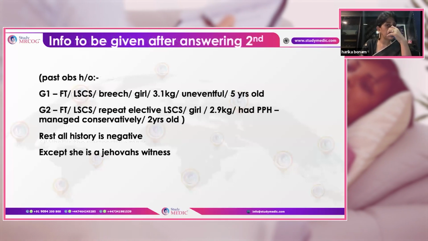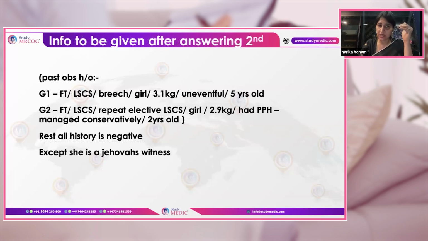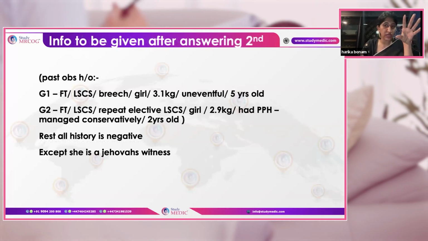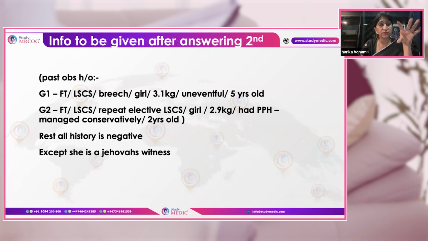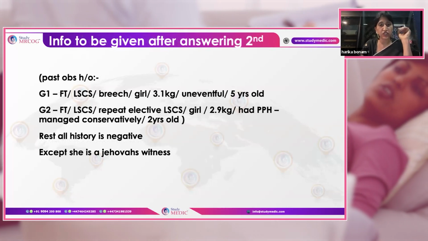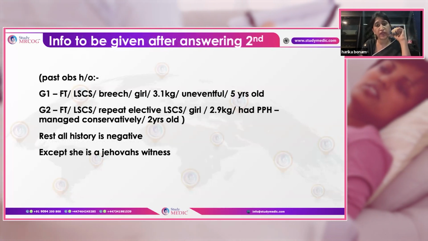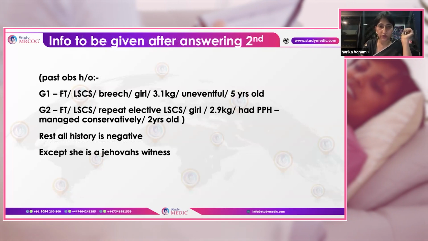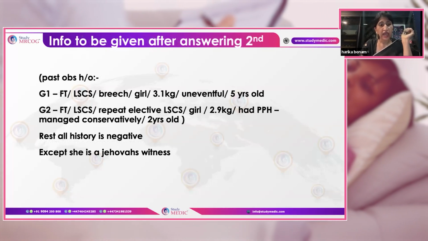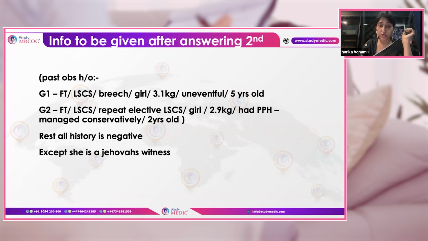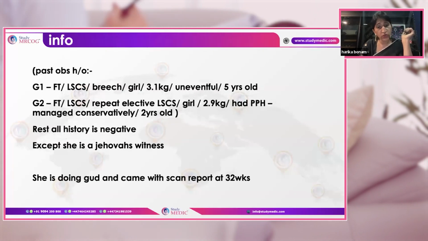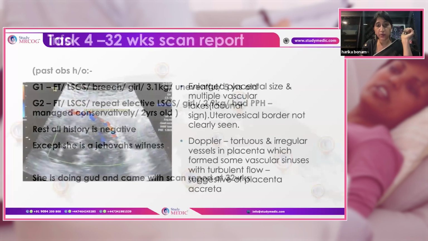And here the information given is the past obstetric history. First one is a cesarean section with breech, baby girl, 3.1 kgs, uneventful. Indication is because of the breech. Second is a repeat cesarean section, a baby girl who again is fine, but she had a postpartum hemorrhage which was managed conservatively and the baby is doing good. The rest of the history is negative, but the important history is that she's a Jehovah's Witness. She is doing good, and now she has come with the scan report at 32 weeks.